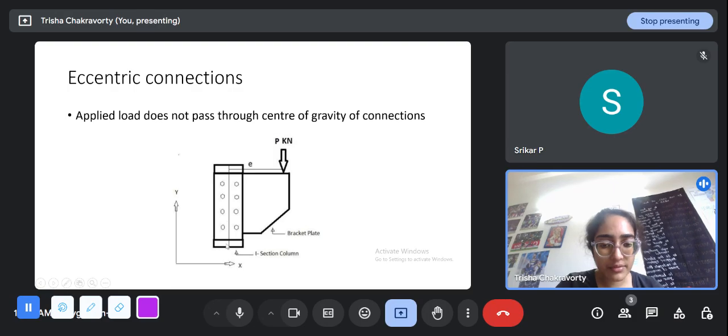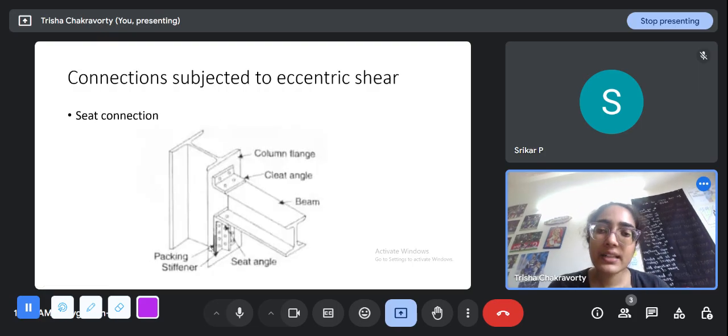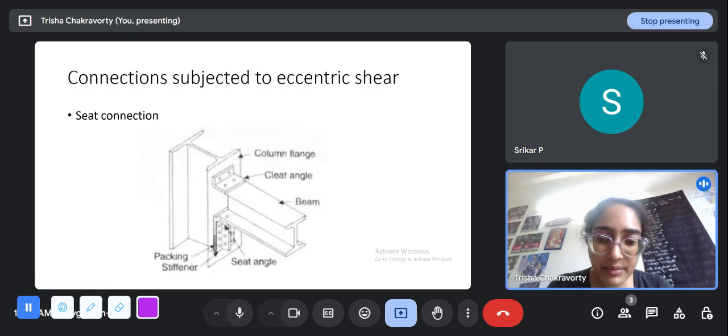So between the two lines of bolts, the force is just a compression load. We can see that it is just a compression load applying here, but instead of being applied here, it is applied with an offset or an eccentricity of e. So an additional moment also comes. So we have to design against both the compression and the moment. Connections subject to eccentric shear can be of several types.